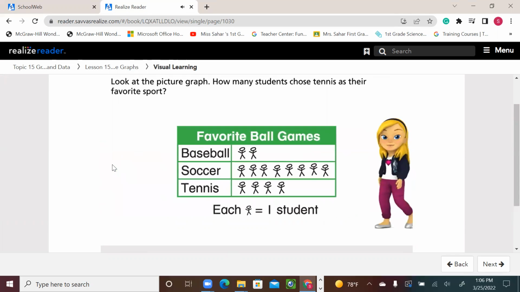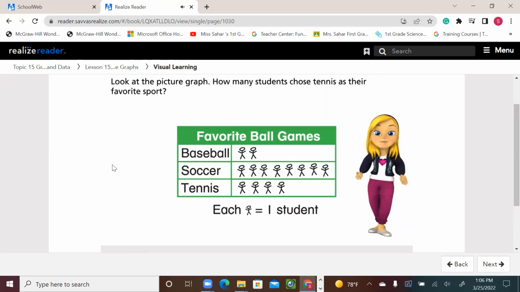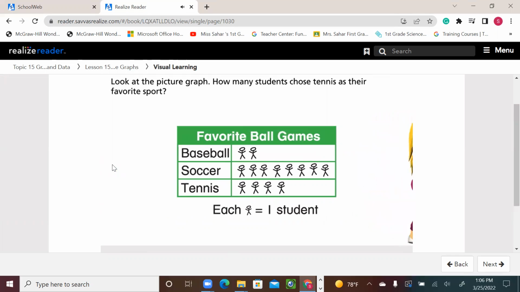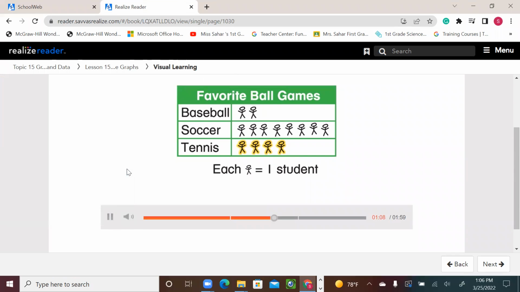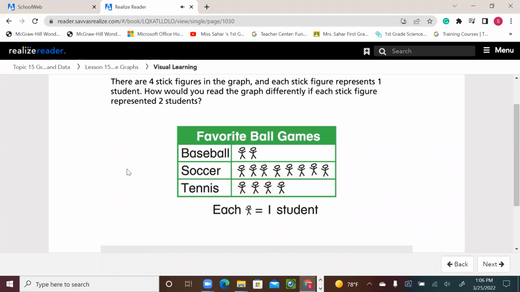Look at the picture graph. 8 students chose soccer. How many students chose tennis as their favorite sport? 4 students chose tennis. How do you know? Because we see 4 stick figures, and each stick figure represents 1 student. There are 4 stick figures in the graph, and each stick figure represents 1 student.